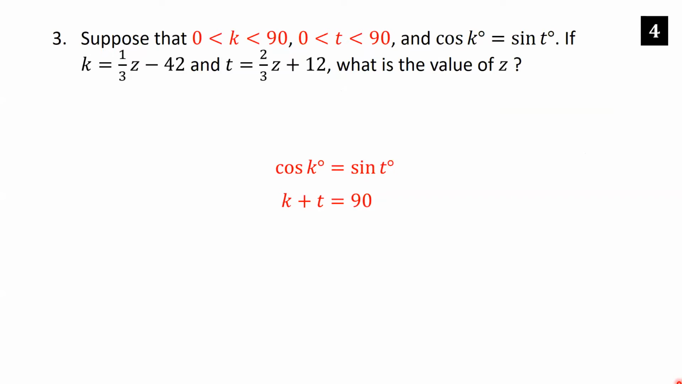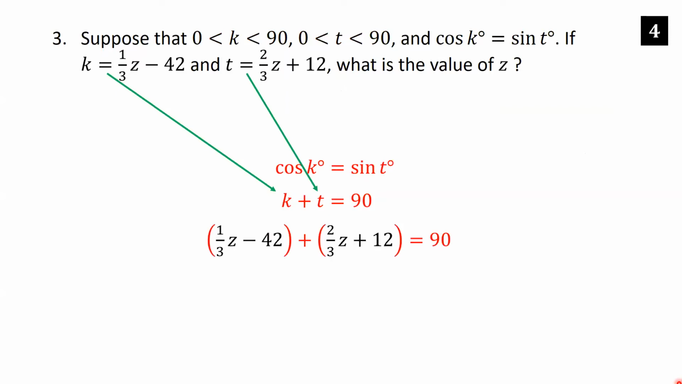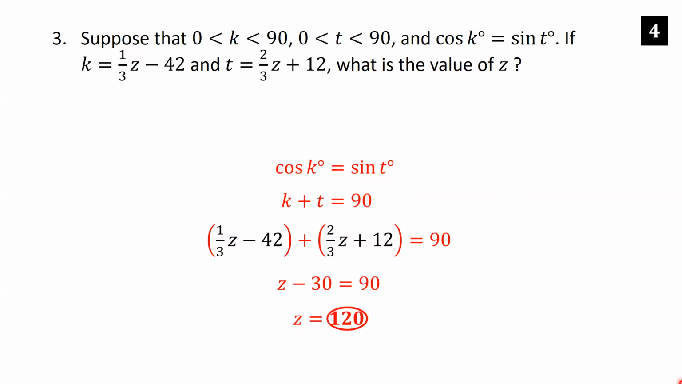So now we really just have to do some algebra. In place of k, I'm going to plug in 1/3 z minus 42, and in place of t, I'm going to plug in 2/3 z plus 12. And now let's go ahead and combine like terms on the left-hand side. 1/3 z plus 2/3 z is 3/3 z, or just 1 z, which we could just write as z. And negative 42 plus 12 is negative 30. So we get this very simple equation, z minus 30 equals 90. Adding 30 to each side of that equation gives us 120, which is the value of z that we're looking for.